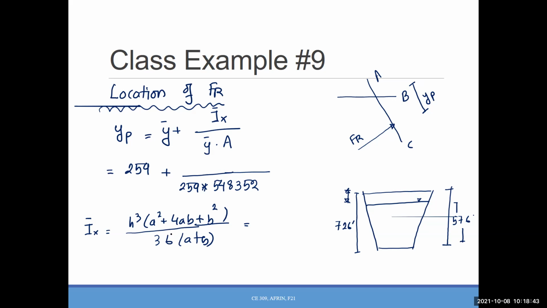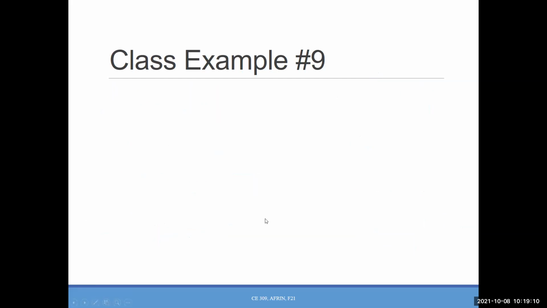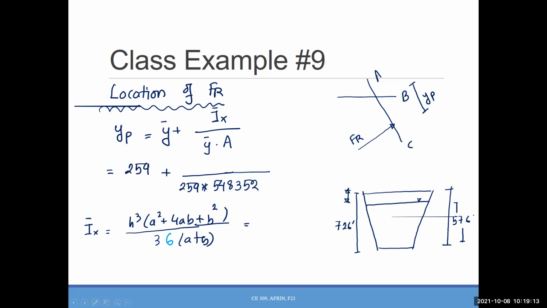Actually, 36. Okay. That is actually 36. Now give me the answer. 10 to the power 10, right? Now it seems correct. 1.47 times 10 to the power 10 feet to the power 4, right?